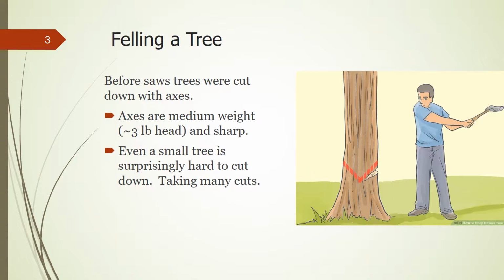And axes usually have a slightly curved handle. They're about a medium weight, around a 3-pound head, and those things are going to be sharp. You might not be able to shave with it, but then again, you might. You want a good sharp axe. And when you swing and whack that tree, you are not going to take it down in one blow. You are not Paul Bunyan. At least I assume you're not. You might be, but I doubt it.